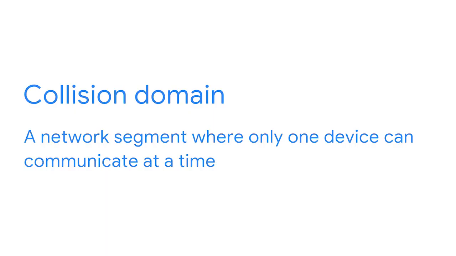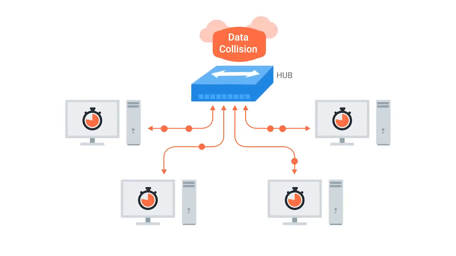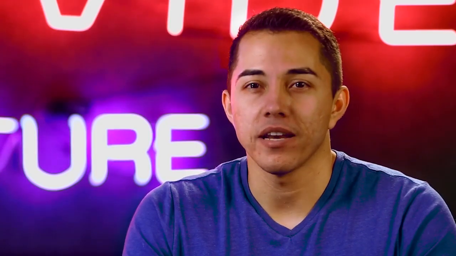This causes a lot of noise on the network and creates what's called a collision domain. A collision domain is a network segment where only one device can communicate at a time. If multiple systems try sending data at the same time, the electrical pulses sent across the cable can interfere with each other. This causes these systems to have to wait for a quiet period before they try sending their data again. It really slows down network communications and is the primary reason hubs are fairly rare. They're mostly a historical artifact today.